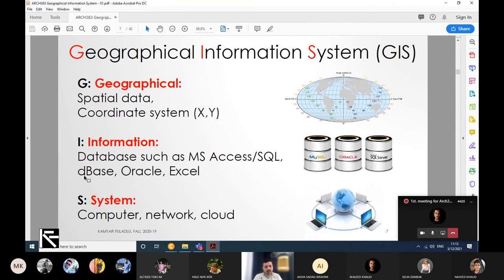We have a system. This system could be a computer, it could be people who are working with this computer, it could be hardware, it could be software, it could be a network that combines them together, and it could be a cloud. All this together makes our S, or system, and these stand for a GIS or GBS.